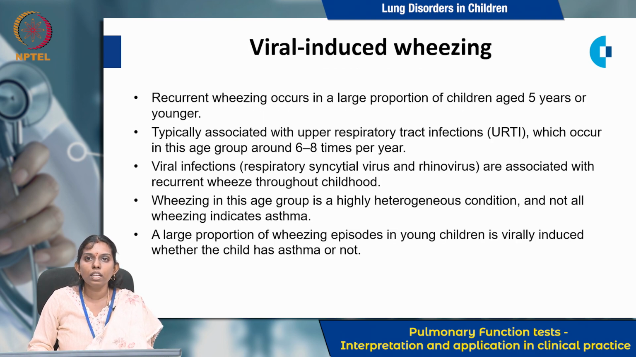In children who are less than 5 years old, the first episode is usually a viral-induced or viral-triggered wheeze. It is typically associated with an upper respiratory tract infection, occurring around 6 to 8 episodes in a year in this age group. The commonest viral infections associated are respiratory syncytial virus and rhinovirus, which is associated with recurrent wheeze throughout childhood. It is again a heterogeneous condition, and not all wheezing indicates asthma in a child less than 5 years old. A larger proportion of wheezing episodes is viral induced whether the child has asthma or not.